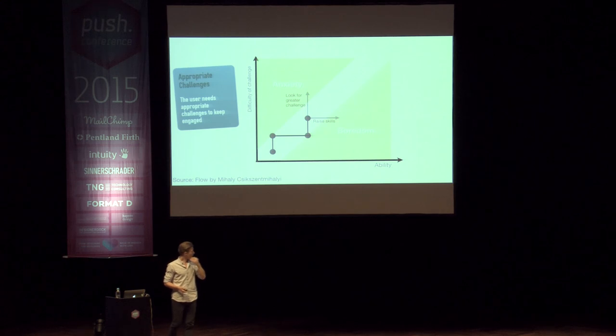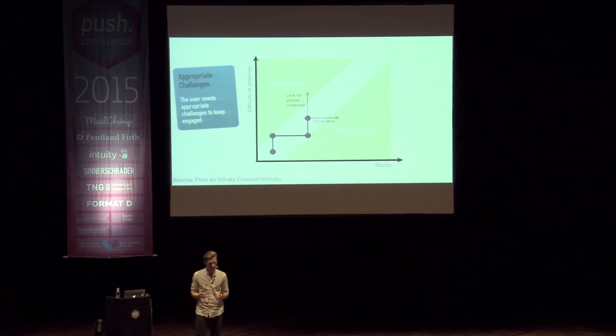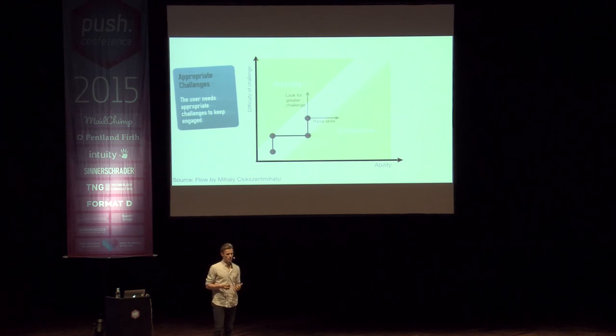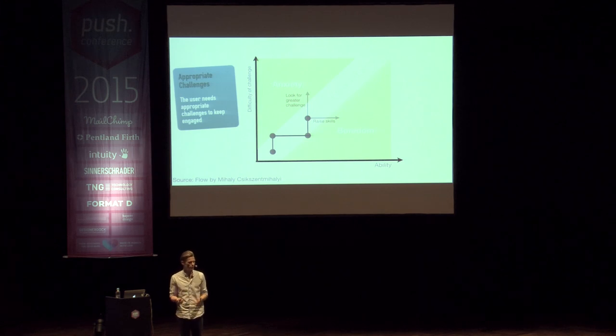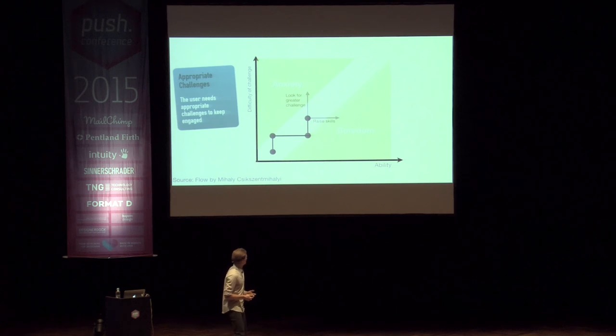So the flow theory says that, when we start out, or just at any point, if a task compared to our skill level is too boring, then we'll drop out. So if it's too easy to do, it gets boring. If it's too hard to do compared to our skill level, then we'll feel stressed and anxiety and we'll also drop out. The problem with this is that our skill level increases.